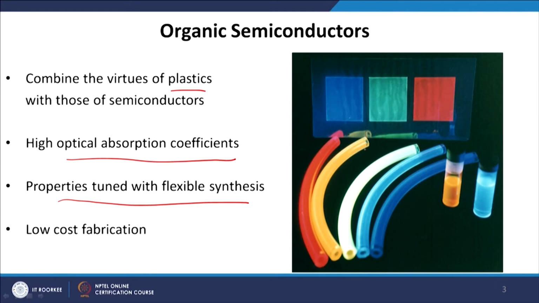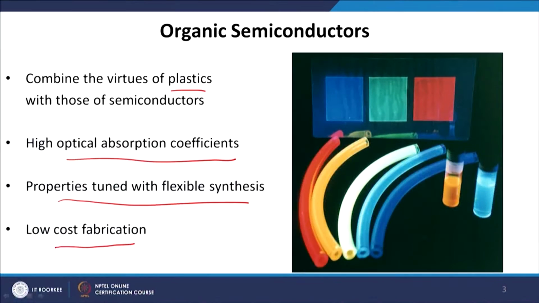For example, here also we are showing 4-5 different varieties of the same semiconducting tube which emits at different colors. One is red, another is yellow, another is white, something is blue. So, tuning their optical properties by changing the synthetic protocol is much easier in this class of organic semiconductors. This is one of the major advantages of organic materials.